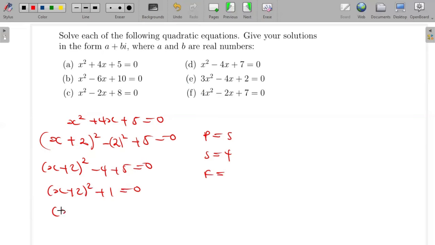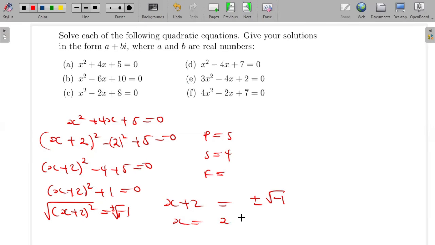Take the positive 1 to the other side. I get x plus 2 squared is equal to negative 1. Then I take the square root of that side, so I get plus minus there. So x plus 2 is equal to plus minus root of negative 1. And then you have x is equal to negative 2, plus minus. This root of negative 1 is just i. So x is negative 2 plus minus i.